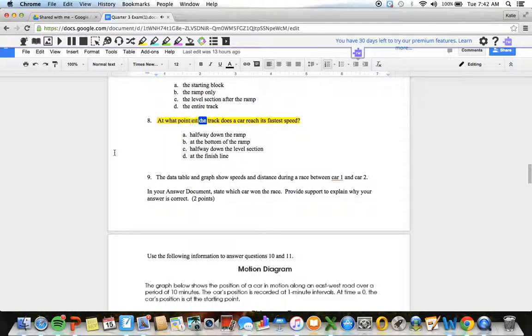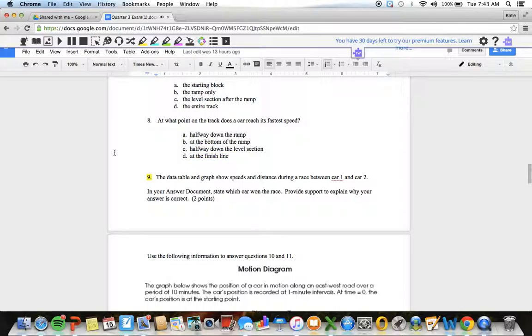8. At what point on the track does a car reach its fastest speed? A. Halfway down the ramp. B. At the bottom of the ramp. C. Halfway down the level section. D. At the finish line.